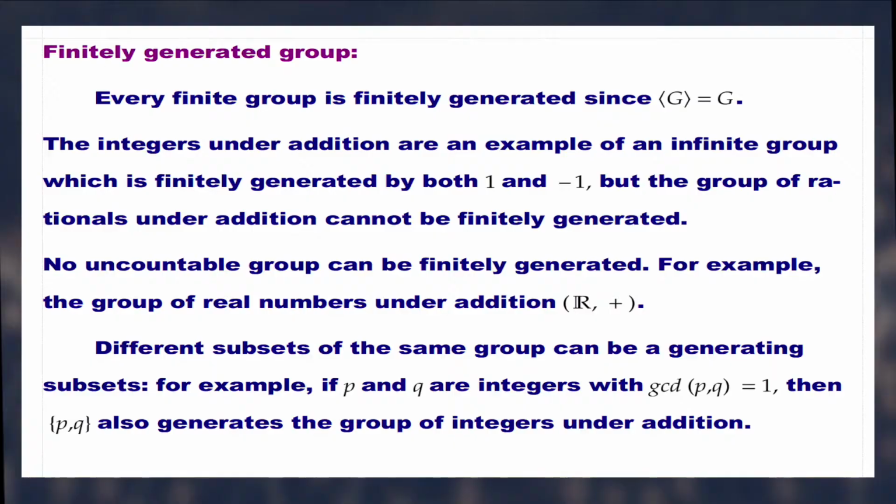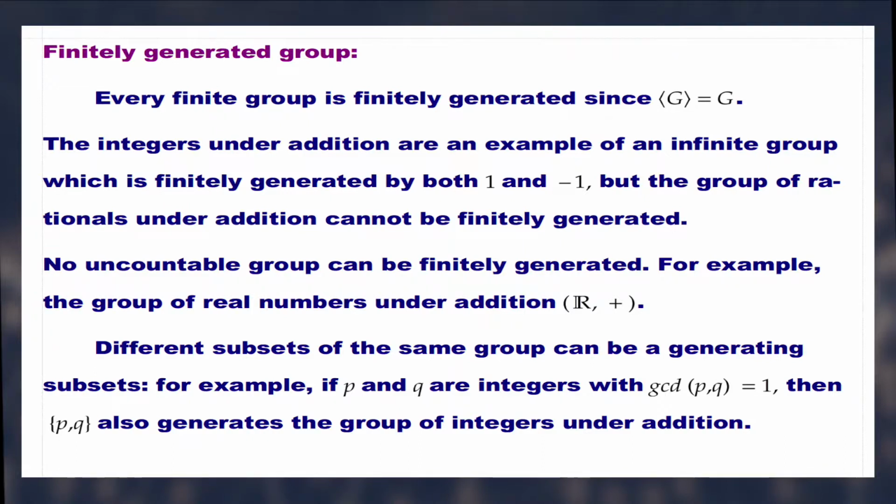And another group is the finitely generated group. Every finite group is finitely generated, since the generator of G is equal to G. The integers under addition are an example of an infinite group which is finitely generated by both 1 and -1. But the group of rationals under addition cannot be finitely generated. No uncountable group can be finitely generated. For example, the group of real numbers under addition, R plus.